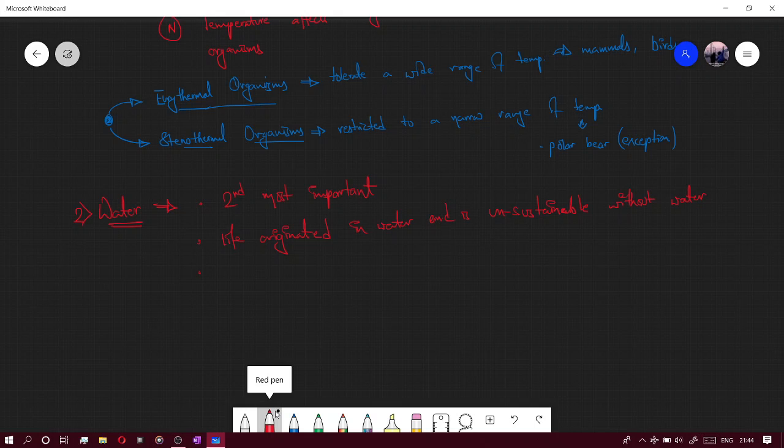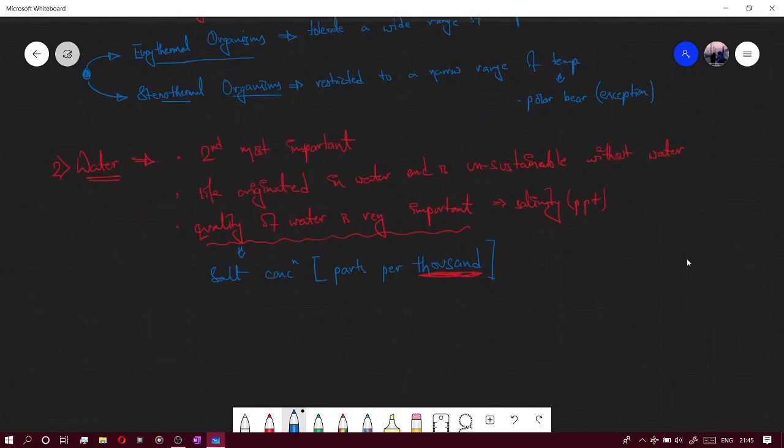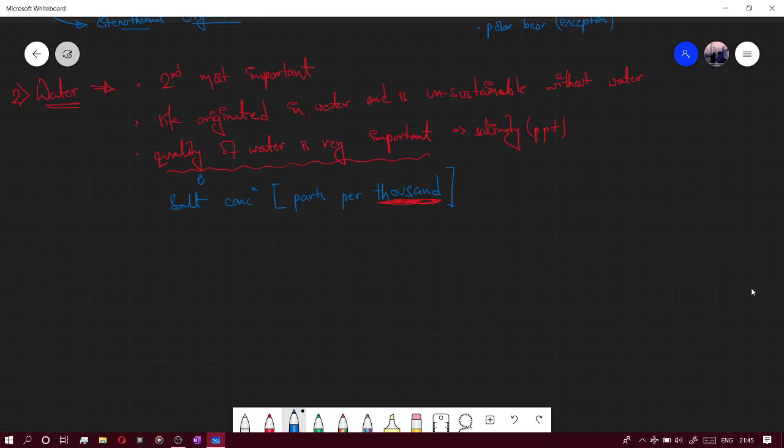Next, the quality of water is very important. What I am trying to mean is salinity, that is salt concentration, which is measured in ppt, parts per thousand. Just see to it, don't write ppm, because that is more common. It is parts per thousand. It is written in NCERT that it is measured in parts per thousand. Okay, so salinity, that is salt concentration, is measured in parts per thousand.